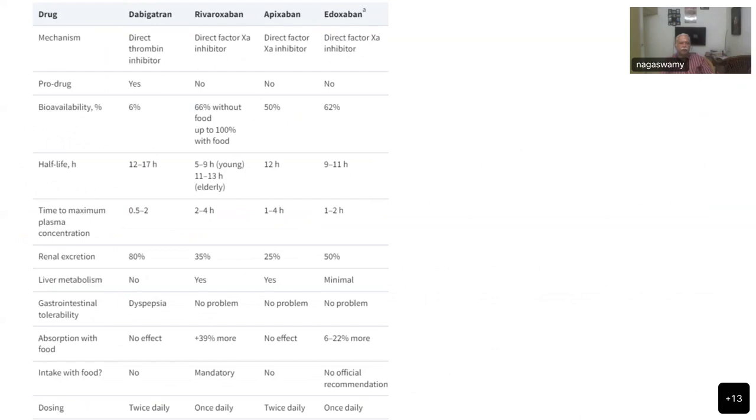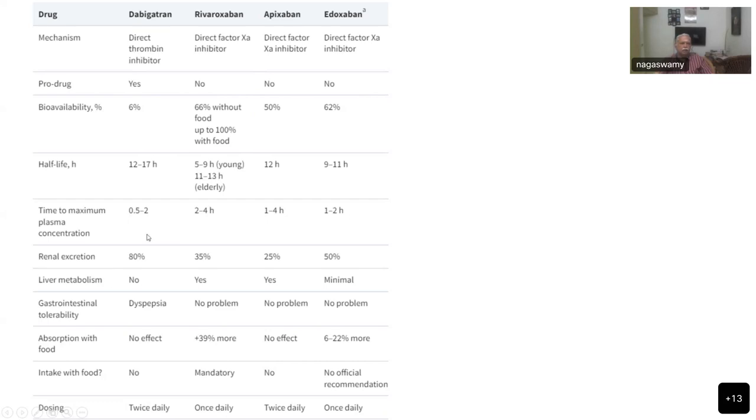Now, this chart will give you an idea about how to compare these four drugs. The mechanism of action: dabigatran is a direct thrombin inhibitor. All the other three are factor Xa antagonists. And only dabigatran is a prodrug. The other three are all directly acting. Bioavailability is very low with dabigatran, whereas it is almost 66, 50 and 62 with the other three. The half-life of dabigatran is the longest, 12 to 17 hours, whereas here it is 5 to 9 in the young, and in the elderly it takes a little longer, 12 hours and 9 to 11 hours.